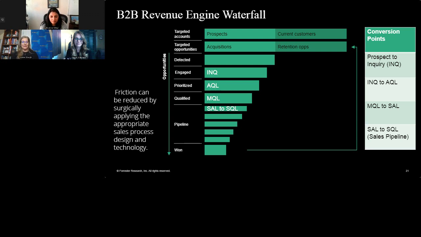And this was really the main catalyst of Forrester revising the waterfall. But where are the disconnects within the waterfall that typically happen between marketing and sales? And I think that is what conversational AI can address. Usually it's between the engaged side, or the INQ, and moving down to detected and prioritized, so if you move from the INQ to the AQL. And then the other disconnect typically happens around the marketing qualified lead, the MQL, and sales accepting the lead. And these are really the two gaps.